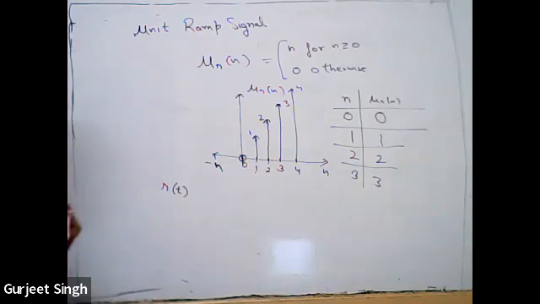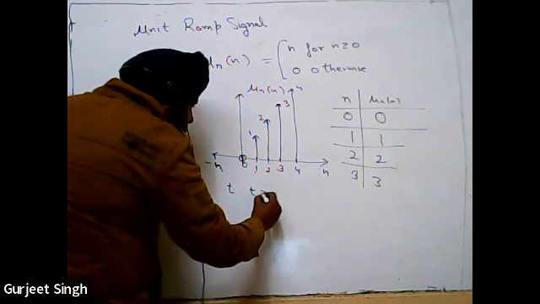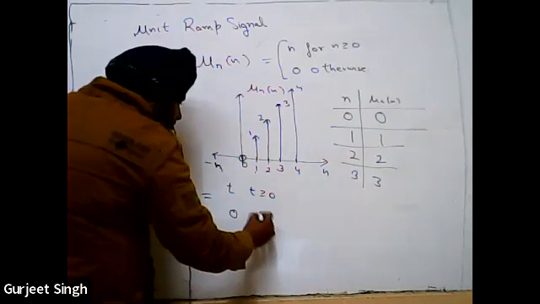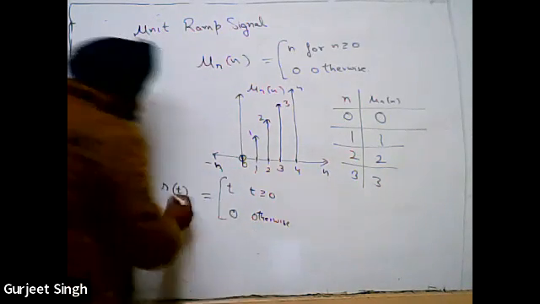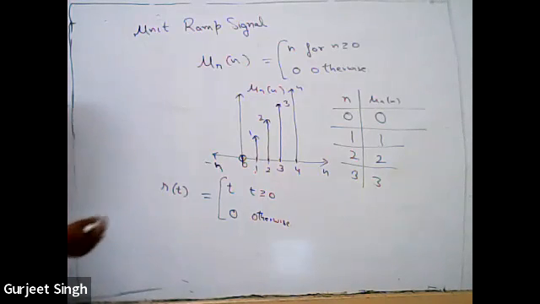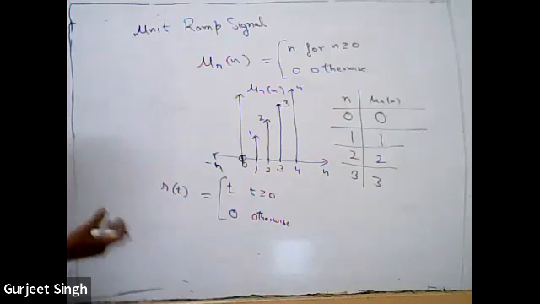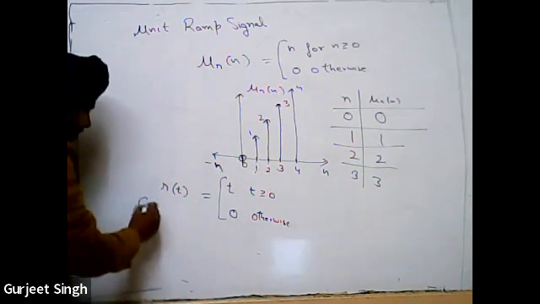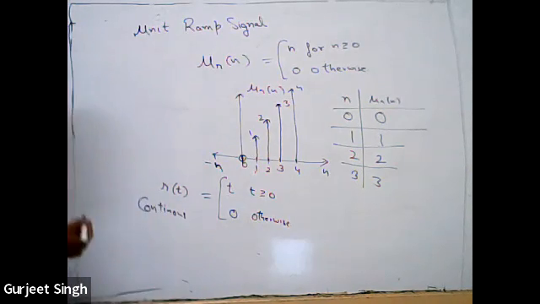For the continuous type, it is represented by the continuous r(t), and this value is equal to t for t greater than or equal to 0, and its value is 0 otherwise. So this is the unit ramp signal. Its value is t for t greater than or equal to 0, or its value is 0 otherwise. This is in the continuous type r(t).